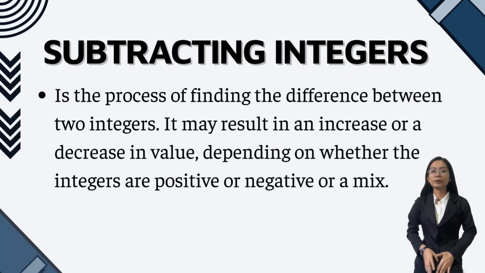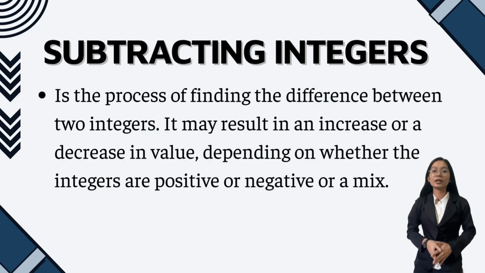So class, first let's look at what subtracting integers is. It is the process of finding the difference between two integers. And here is something interesting. The result can be an increase or a decrease in value. So class, it all depends on whether the integers are positive, negative, or a mix of both. So subtraction is not always about making things smaller. It is all about the signs of the numbers we are working with.